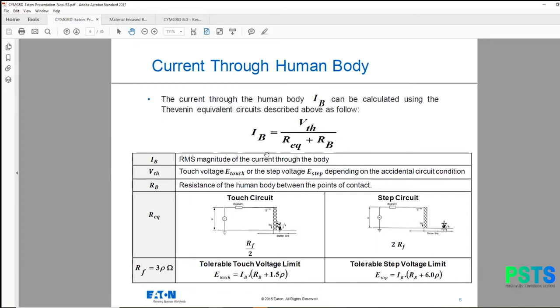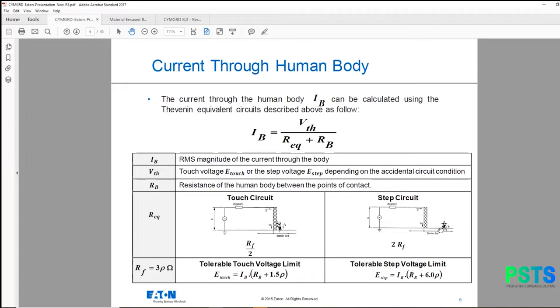So if you want to get the touch potential, if you're standing next to each other, your feet are parallel, so the resistance is half. So E_touch will be I_body times R_body, the body current times the resistance of the body, plus 1.5 rho foot. These are the resistance of the feet, because if you have them in parallel, then the equivalent is divided by 2. It's to take the RF over 2.